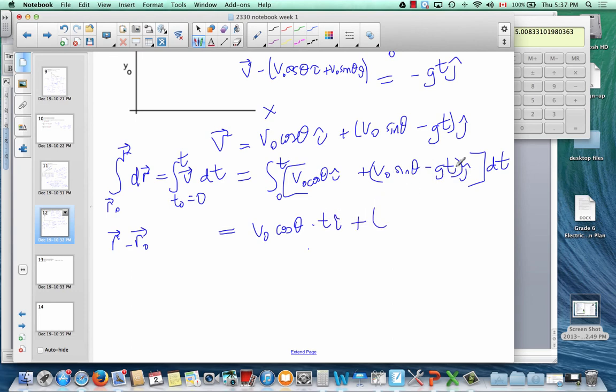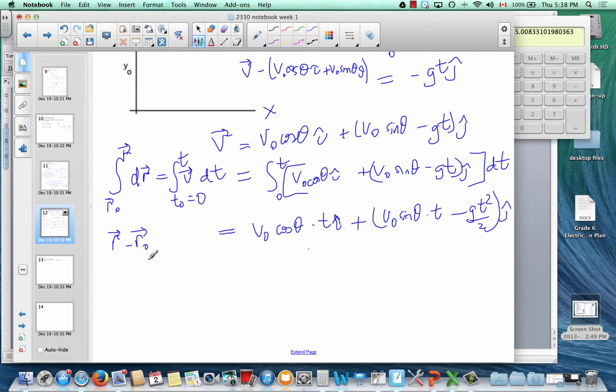Then in the j direction, there's two integrals to do. v naught sine theta dt. That just gets pulled out. So that just ends up v naught sine theta t. And then the gt, the g gets pulled out. You've got to do integral t. That works out to t squared over 2. And then that is all in the j direction. Now, if you look at that, once again, that is just physics 12, because this is like v i t plus 1/2 a t squared, where the acceleration is downwards g, and it says in the x direction, because the velocity is constant, the distance in the x direction is just velocity times time.